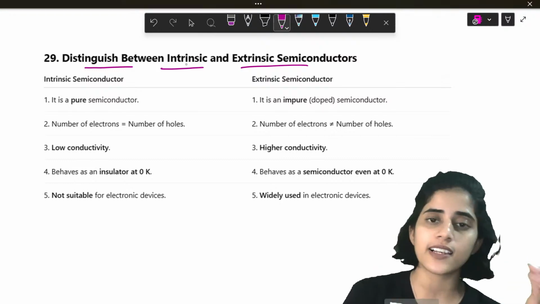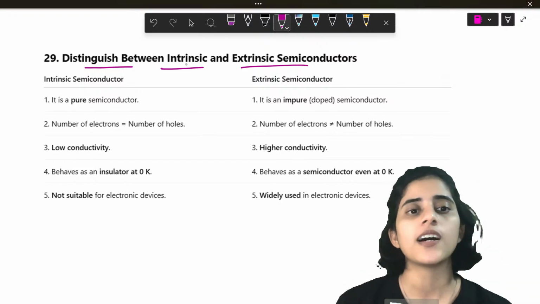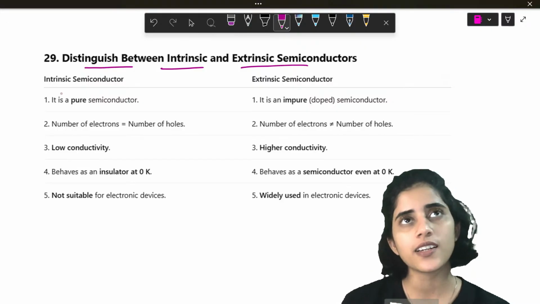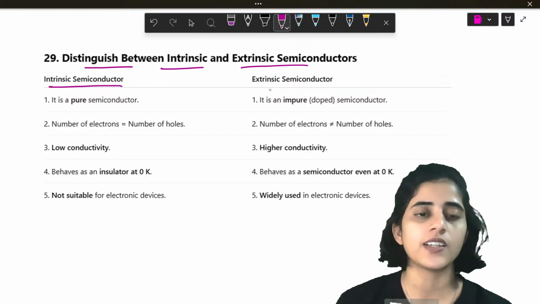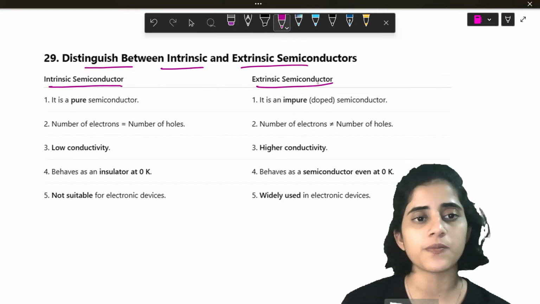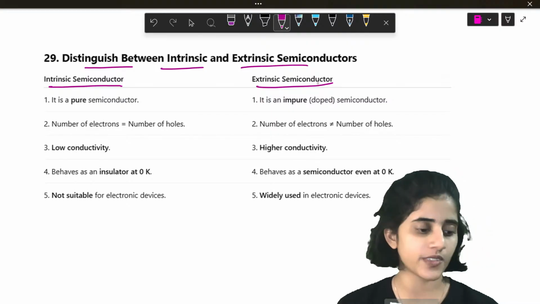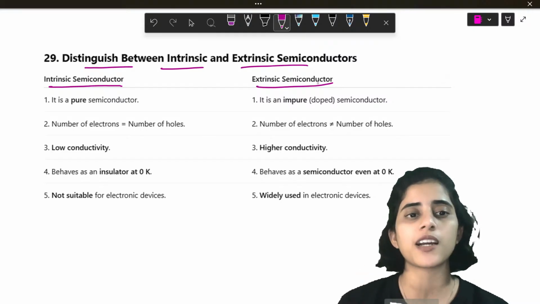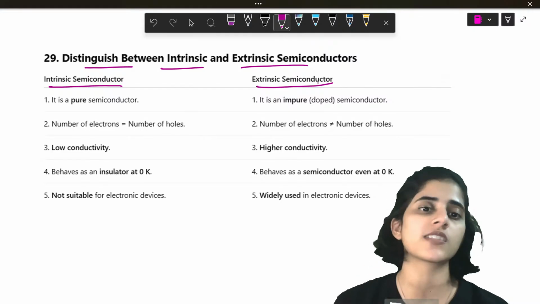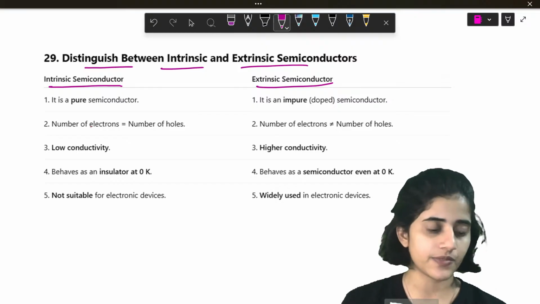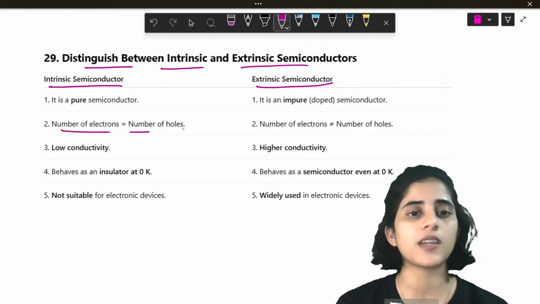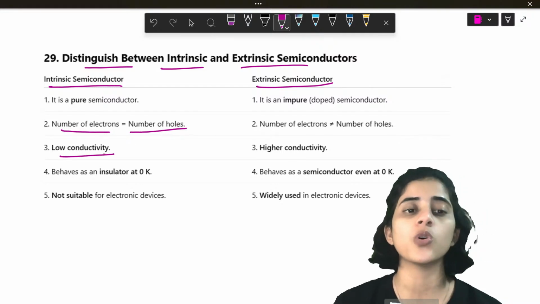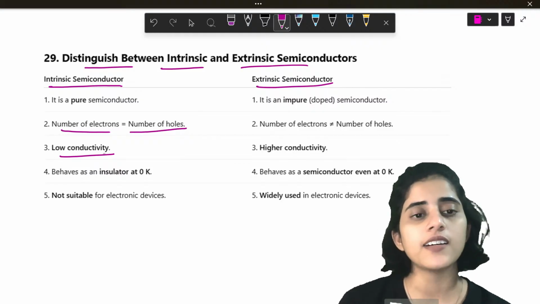A semiconductor allows something to pass through in a controlled manner. So there are two kinds of semiconductors, intrinsic and extrinsic. Intrinsic is what? It's very pure. An intrinsic semiconductor is a pure semiconductor. In a pure semiconductor, the number of electrons is equal to the number of holes. And it has a low conductivity, which means it does not conduct a lot.